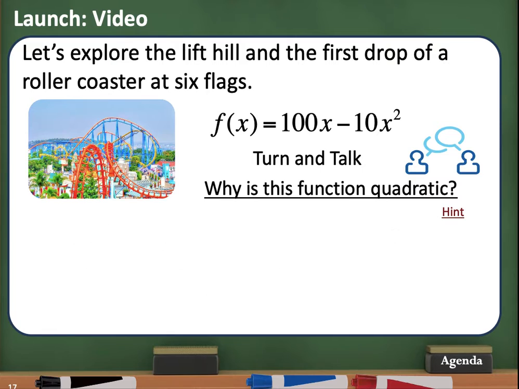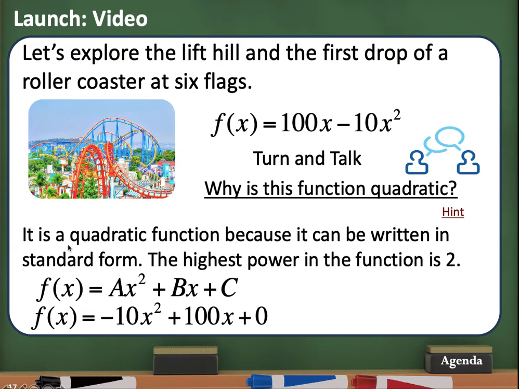Okay, here we're back. So it's a quadratic function because it can be written in standard form. We talked about it yesterday. And one other thing we'll talk about later is that the highest power is 2. So remember, quadratics can be written in the form ax squared plus bx plus c. We've seen that before in terms of factoring. And I can rewrite that equation as negative 10x squared plus 100x plus c. Remembering from the lesson before, c can be 0, so it's just 0 in this case. Cool, so this is quadratic.